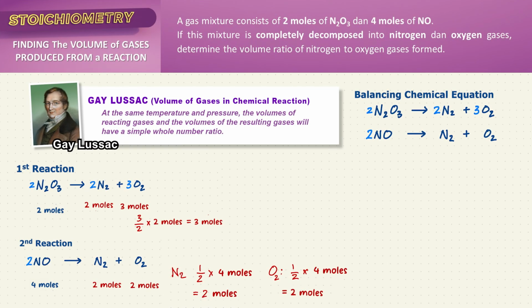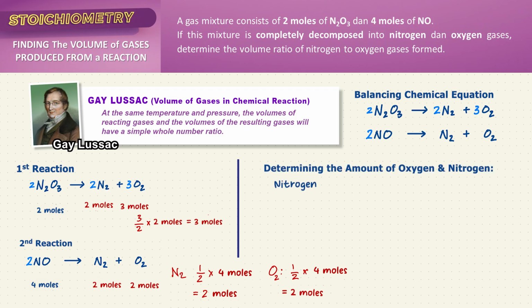Now, let's continue with this problem discussion. After successfully calculating the moles from both reactions, we will now calculate the total volume of nitrogen and oxygen. The total volume of nitrogen is 2 moles from the first reaction, and 2 moles from the second reaction. So, the total nitrogen from both reactions is 4 moles.